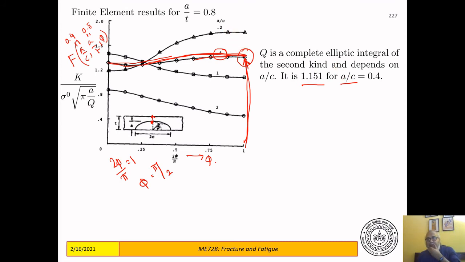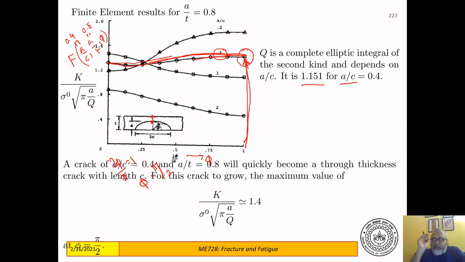Okay, so now if A by C is equal to 0.4 and A by T equal to 0.8, the crack will become a through thickness crack when this function is equal to, if we take this value roughly, 1.4. So f, which is this function of A by C, A by T, and phi, is 1.4.